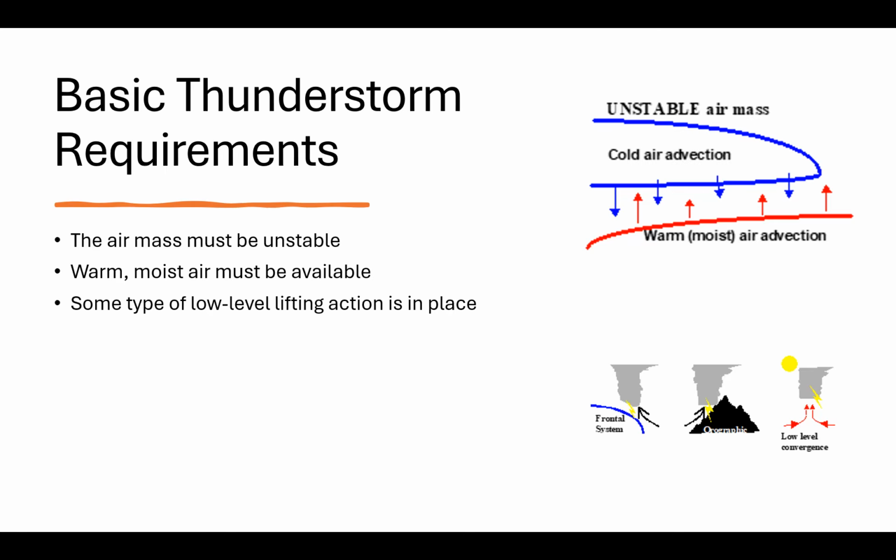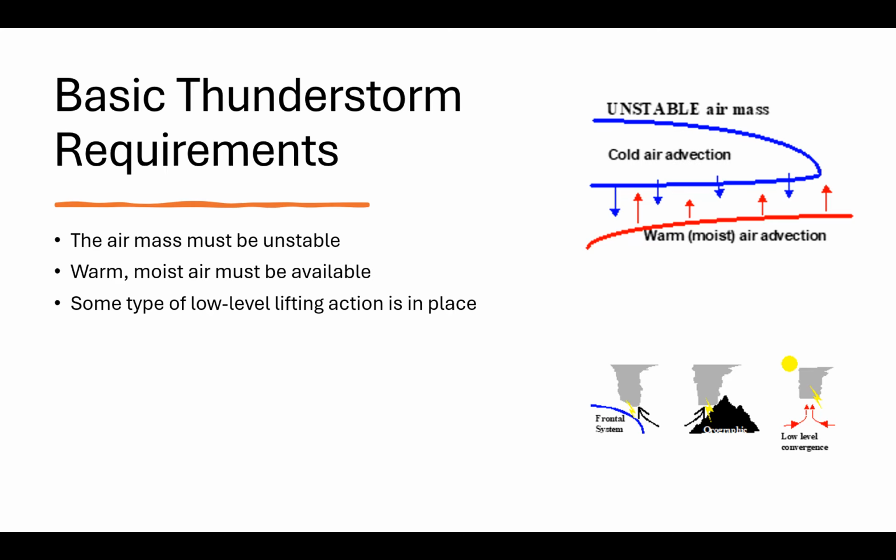Now let's turn our attention to thunderstorm requirements. Just the basic bare bones requirements for thunderstorm development. First things first, we must have the air mass fairly unstable. The warm, moist air must be there. It must be available to be lifted in the atmosphere to begin with. And then we need some type of low-level lifting action in place. It could be free convection, where you have intense heating of the surface on a summer afternoon. It could be a front coming in. But we need some form of lifting action or mechanism in place to cause this air to rise in the vertical. And basically, we get these convective air currents to develop.